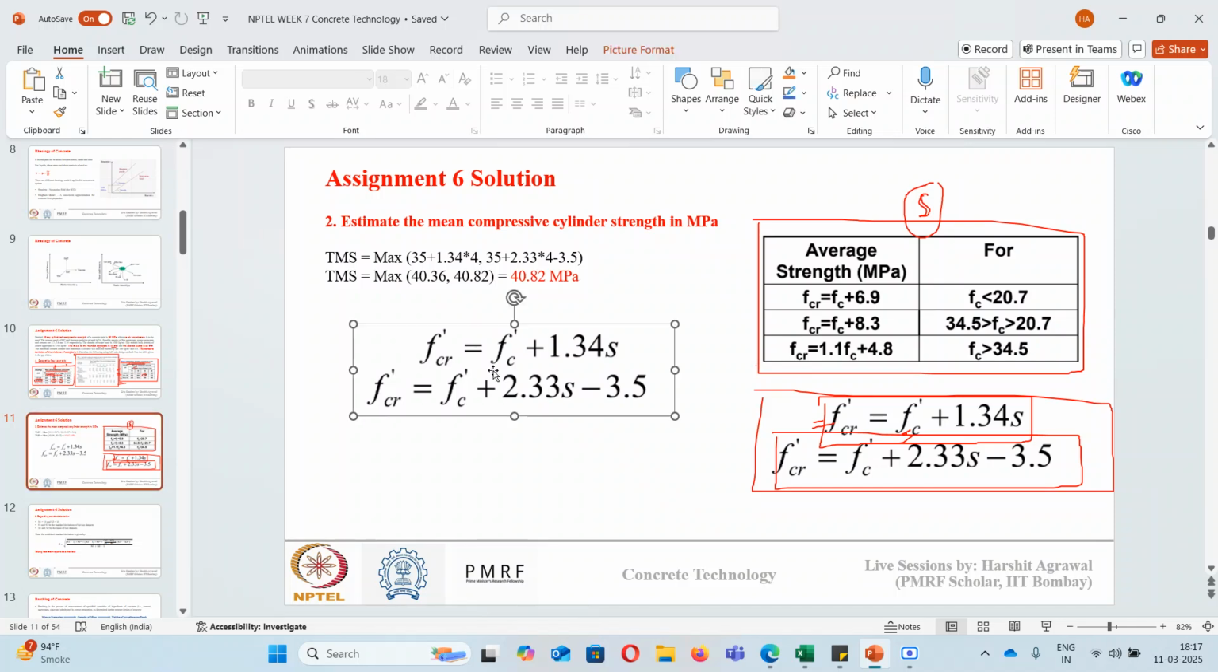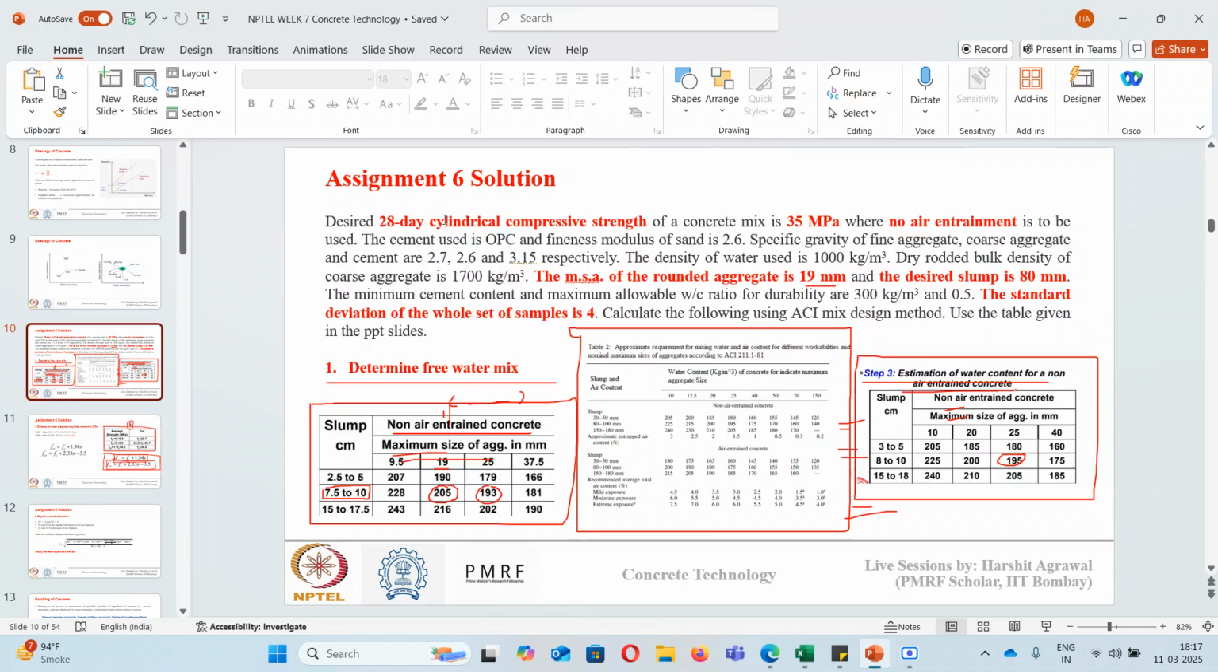Yes, sir, exactly. Because whatever the table given in the ACI code, it is for cylindrical strength only. In the ACI code it is mentioned only for cylindrical, so you don't need to convert this into cube. Yes, sir. Exactly. Right.